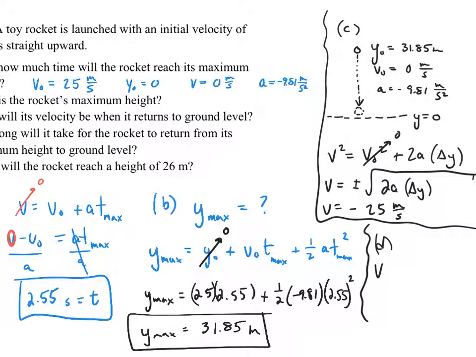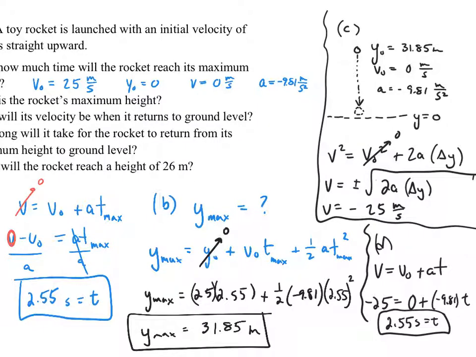Part D, I would use this: v equals v0 plus at. I would say my final velocity is negative 25. My initial velocity is 0. This is negative 9.81, times time. And look, solve this: 25 over 9.81 is going to get you right back to 2.55 seconds. So symmetry is exhibited not just in velocity, but also in time in this problem. Very good because of symmetry.